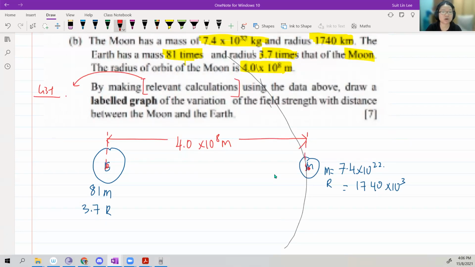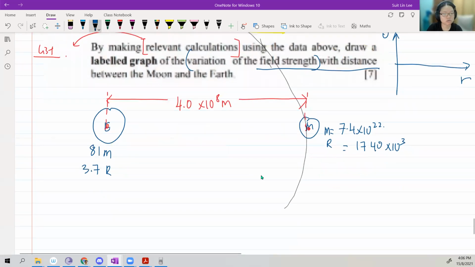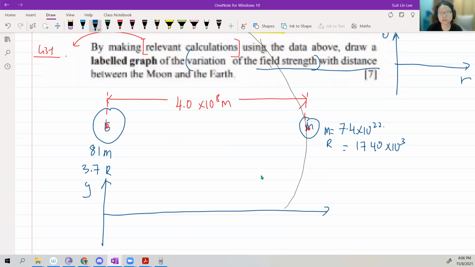Draw a labelled graph of the variation of field strength with distance. So I need to calculate a bunch of stuff so that I can find gravitational field strength against distance between Earth and the Moon. Okay, so what I'm trying to draw in a rough sketch is g, I want r, so a big question mark here.